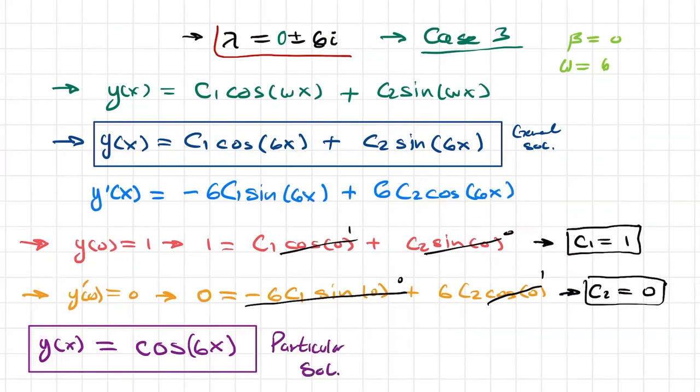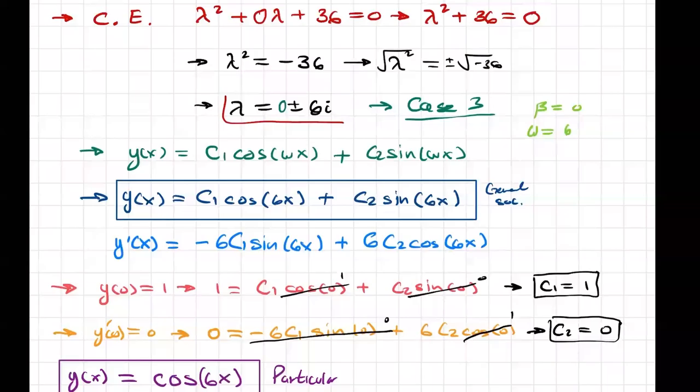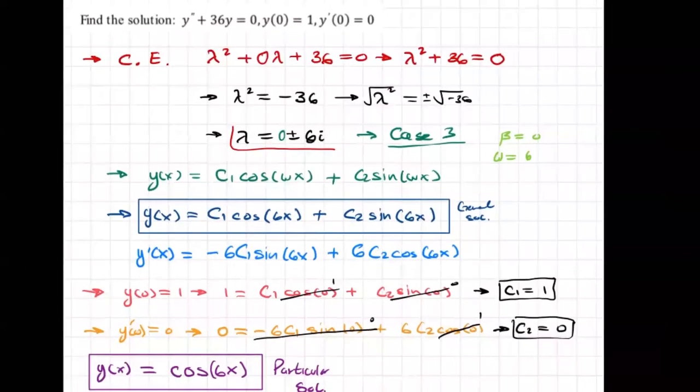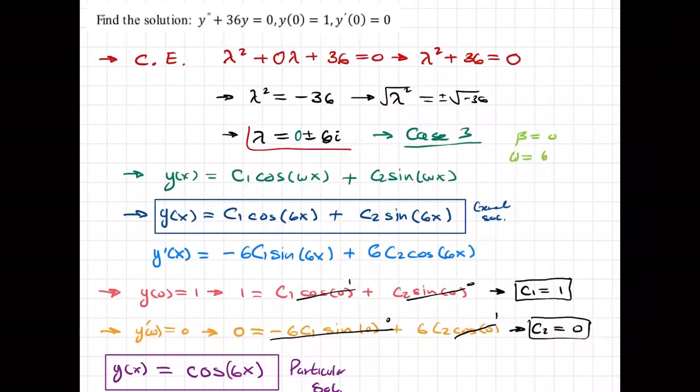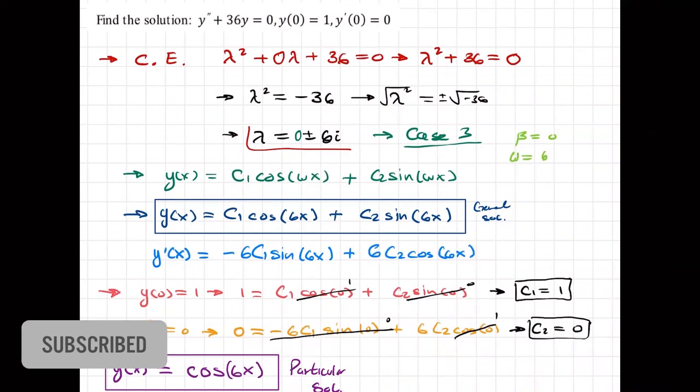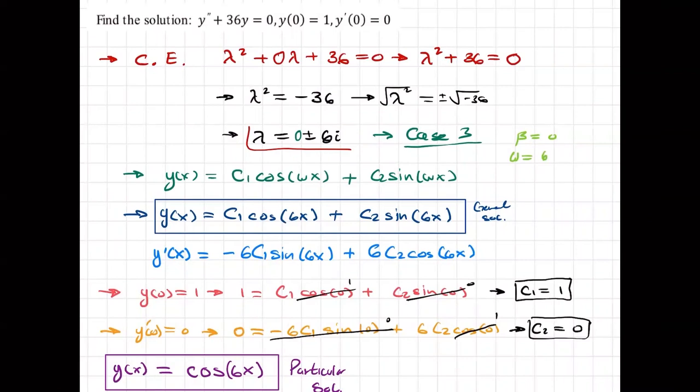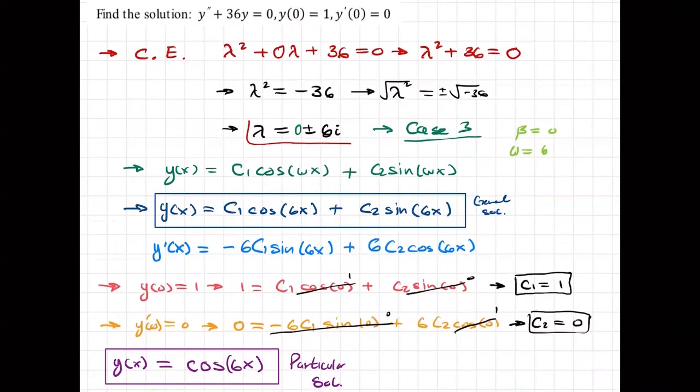So this is our particular solution. You can see how we went from the problem that we had. This one was a pure imaginary. And once again, we took the characteristic equation, we found the roots, we wrote the solution corresponding to whatever case we got, and then we took the derivative of that, we applied the initial conditions, and we got our particular solution. So this is the last step in this series.